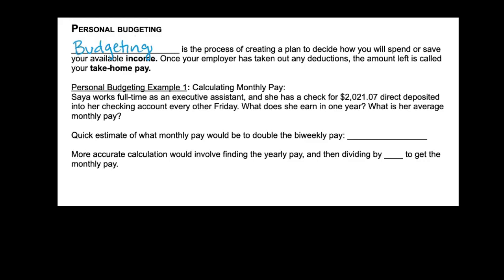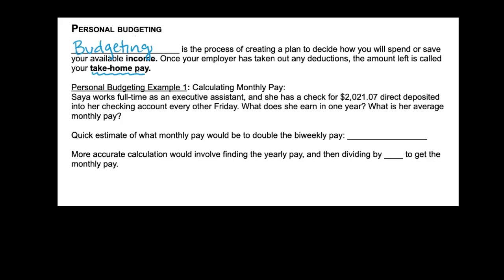In this video, I'm going to talk about personal budgeting. Budgeting is the process of creating a plan to decide how you will spend or save your available income. Once your employer has taken out any deductions, like taxes or health insurance or retirement savings, the amount that's left is called your take-home pay.